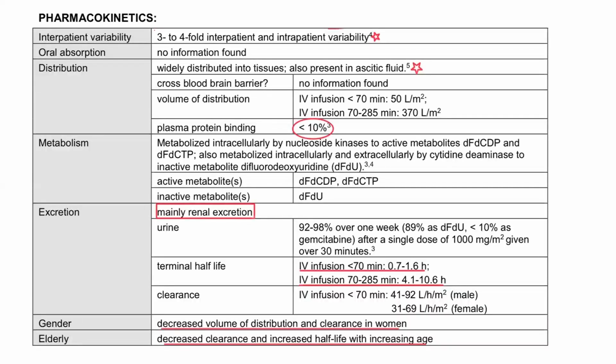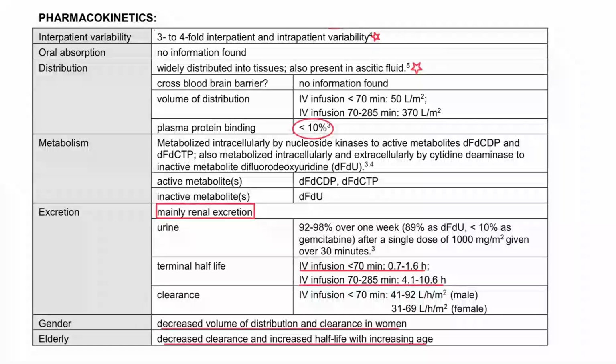So coming to the pharmacokinetic properties, you can see interpatient as well as intrapatient variability with this drug, and it is widely distributed into the tissue, and it's also present in the ascitic fluid. So you have to be very careful in patients with ascites or liver failure. Before giving the drug, make sure you drain the ascites. It doesn't cross the blood-brain barrier, and the plasma protein binding is less than 10%. So 90% of the drug will be free.